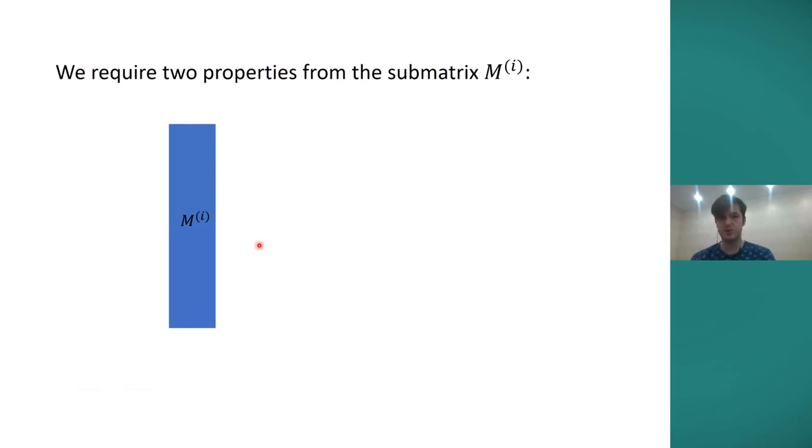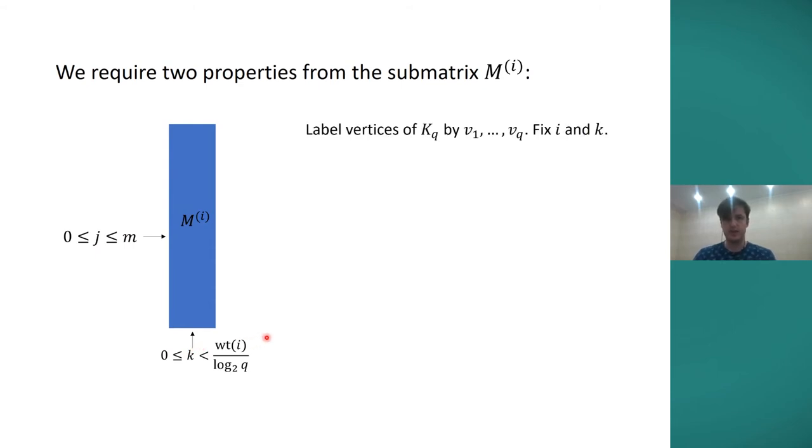Okay, and now we actually require just two properties from this submatrix. And I'm gonna list them and possibly I'll skip some details. So let's say that we have two parameters: j runs over all possible rows, so it's an integer between zero and m, and k is the index of the column, so it's an integer between zero and weight of i over log q. All our vectors in our base should be just n-digit numbers, or just elements of the n-dimensional Hamming space.